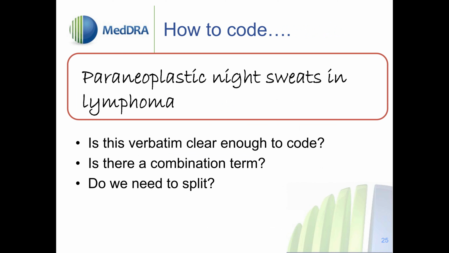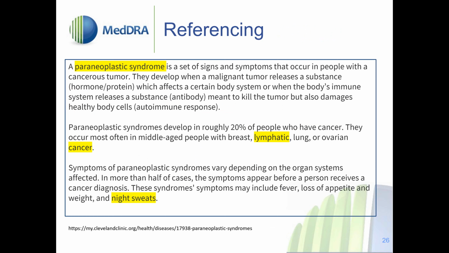The next example we've chosen is paraneoplastic night sweats in lymphoma. This is one that's been requested a couple of times by a previous attendee. And again, we ask ourselves, is it clear enough? Is there a combination for night sweats in lymphoma, or do we need to split it? So referencing, what does paraneoplastic mean?